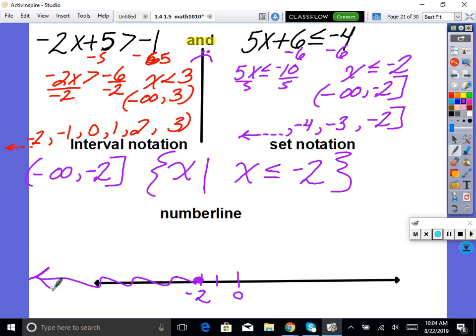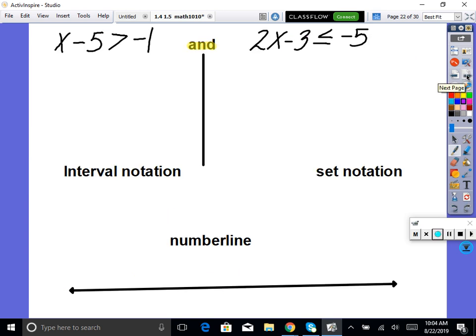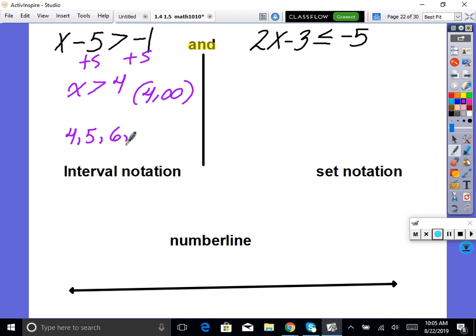Okay, let's go again. There's a reason I'm doing all these. It's not just to be up here. They all come out a little different, the answers. So let's do this one. We would just solve them individually, add 5. X value is greater than 4. So then that would be 4 to infinity, parentheses, parentheses. So that would be like 4, 5, 6, 7, dot, dot, dot, forever that way.